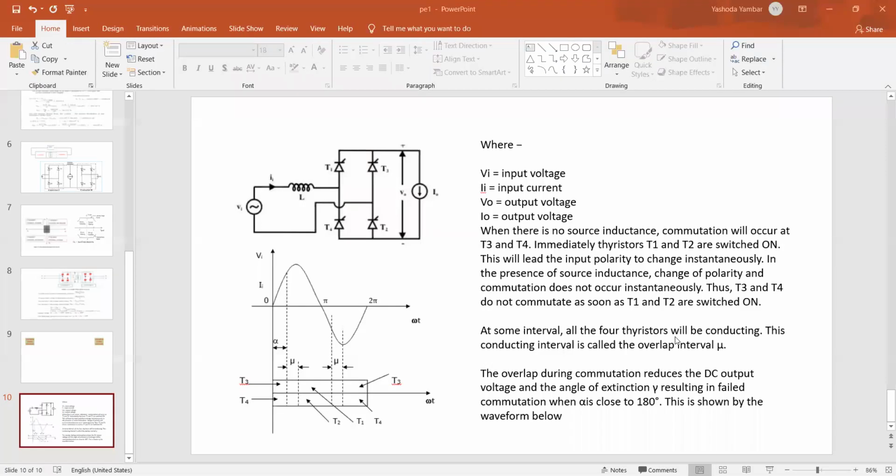So all 4 thyristors will be conducting. This should not happen practically, but it happens for a short period of time when inductance is present. So we have different techniques to overcome this problem. So what is the effect of source inductance?